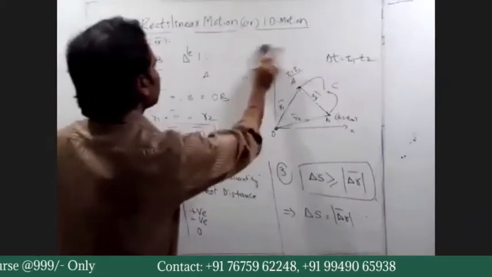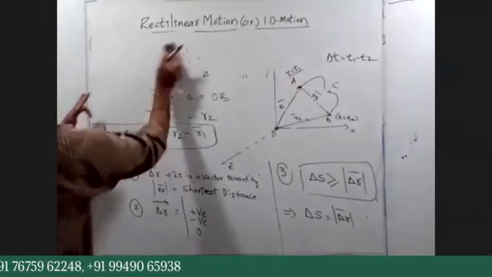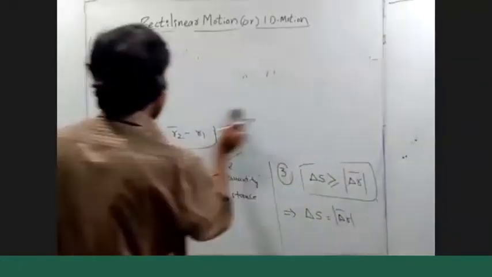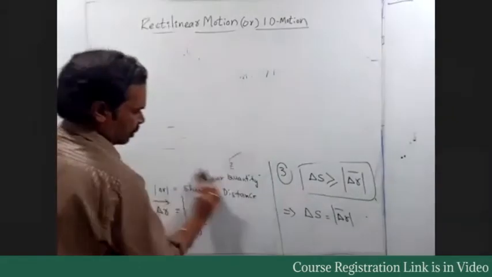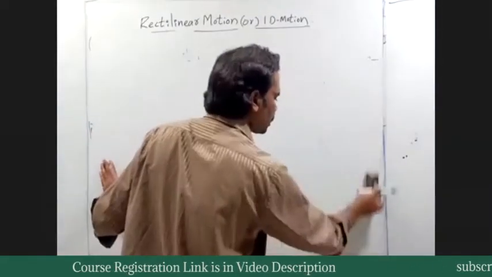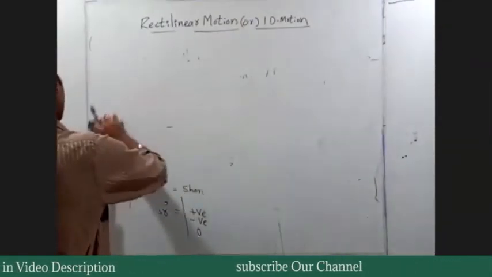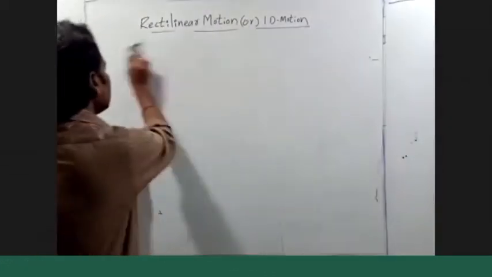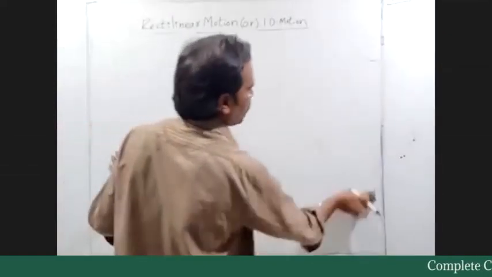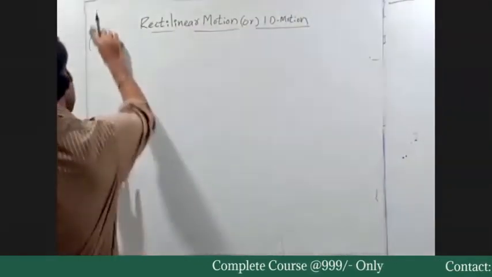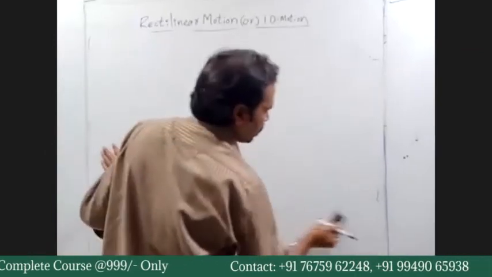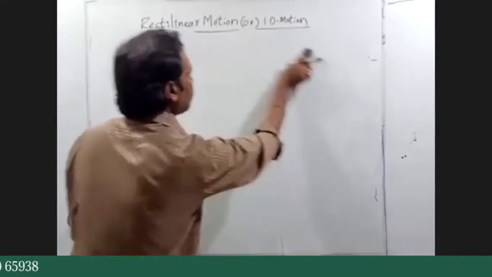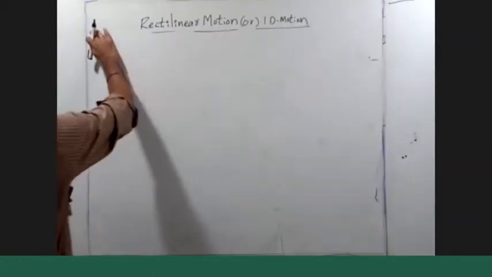Okay, right. So now we can take another quantity: speed, average speed and average velocity. The next terms we are using, average speed and average velocity, describe straight line motion, or rectilinear motion. We can use another term, average speed.